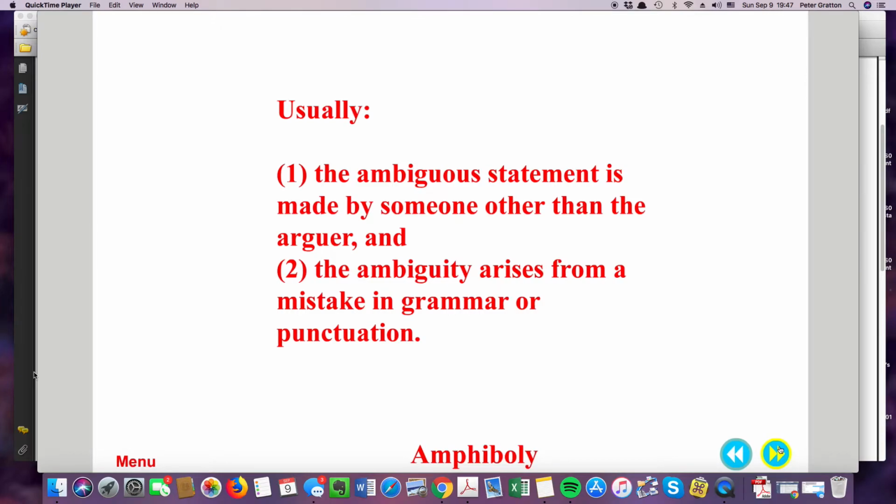And so for equivocation, you're going to have to trade on two uses of the term, but in amphiboly, the ambiguous statement is made by somebody else, okay? And it arises from a mistake in grammar or punctuation.